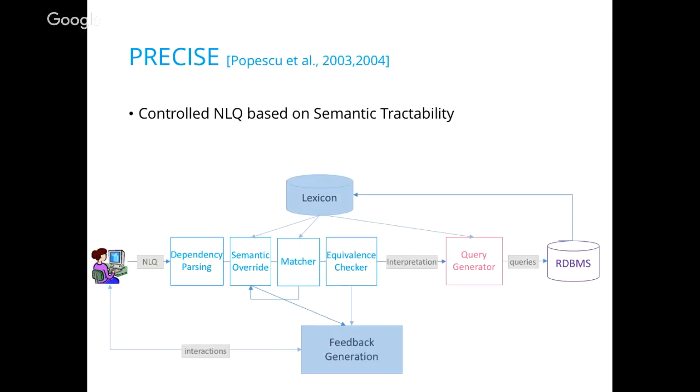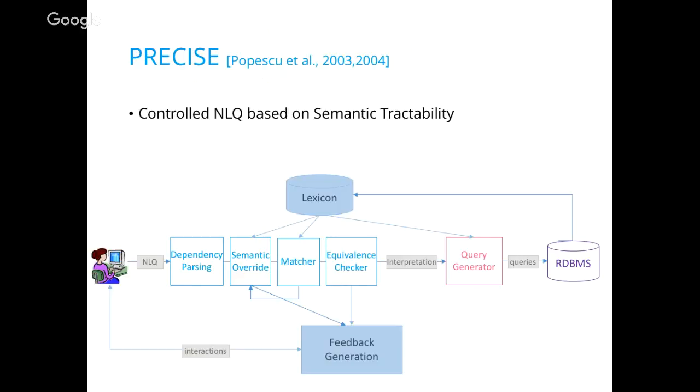So the first system is PRECISE. PRECISE is a very interesting system in the sense that it clearly defines something called semantic tractability. I will explain what that definition is, but before I do that, let me first go through the system architecture really quickly, and then I will dive into each one of them in more detail.